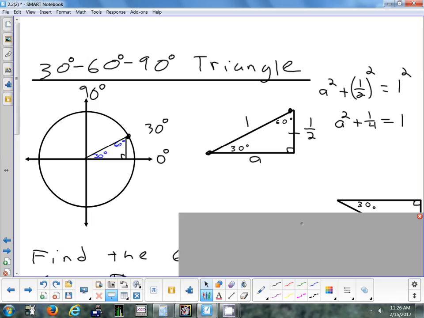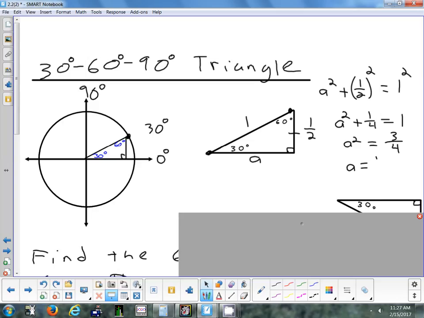Okay, 2 steps left to get a by itself. What's my next step? Minus a fourth. What's 1 minus a quarter? 3/4. And that's not a, that's a squared. So what would be my last step? Yep, take the square root.